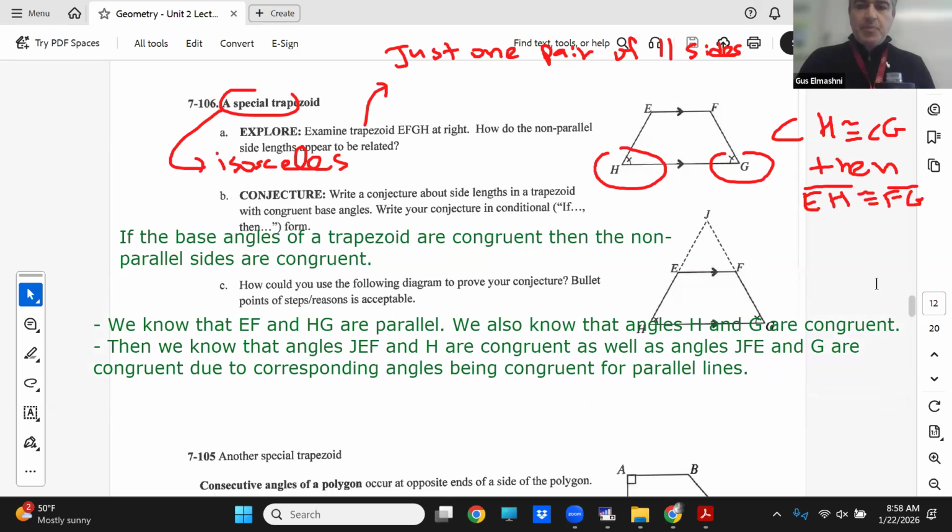Then what we could say, because H and G are already the same, we know that JH, yeah, this gets a little tricky. Let's select it. Here we go.